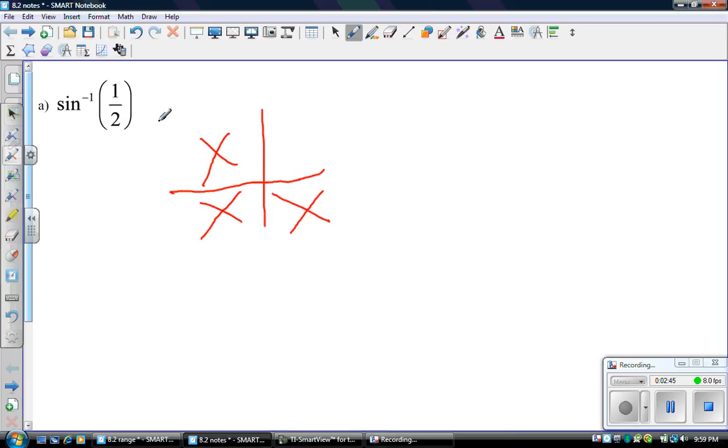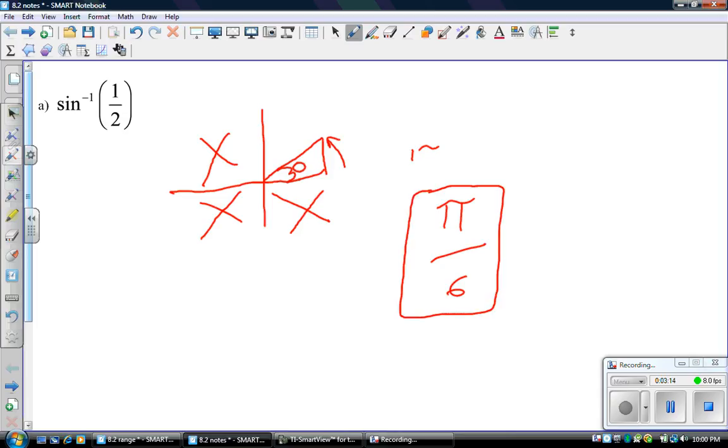And now I just got to think, okay, what special triangle has the sine, meaning the opposite, equal to 1/2? Well, that's a 30-degree reference in the first quadrant. So that'd be a 30-degree triangle. And then I say, okay, well, what is that measure right there? Well, that is pi over 6. And there we go, there's our answer.